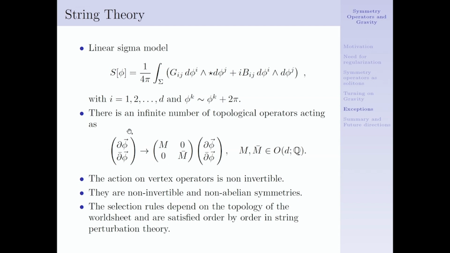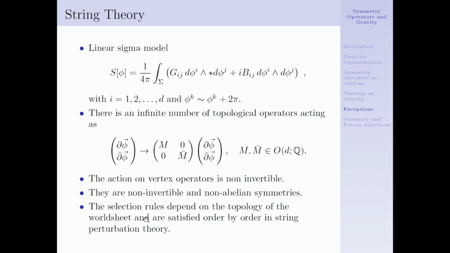The action on d phi and d bar phi is invertible, but it turns out that the action on vertex operators is non-invertible. So this is an example of non-abelian and non-invertible symmetries on the worldsheet. And these symmetries have the property that the selection rules depend on the topology of the worldsheet. So you might say that these are broken and they have some anomaly with gravity. I would say that yes, but they still survive as dualities.